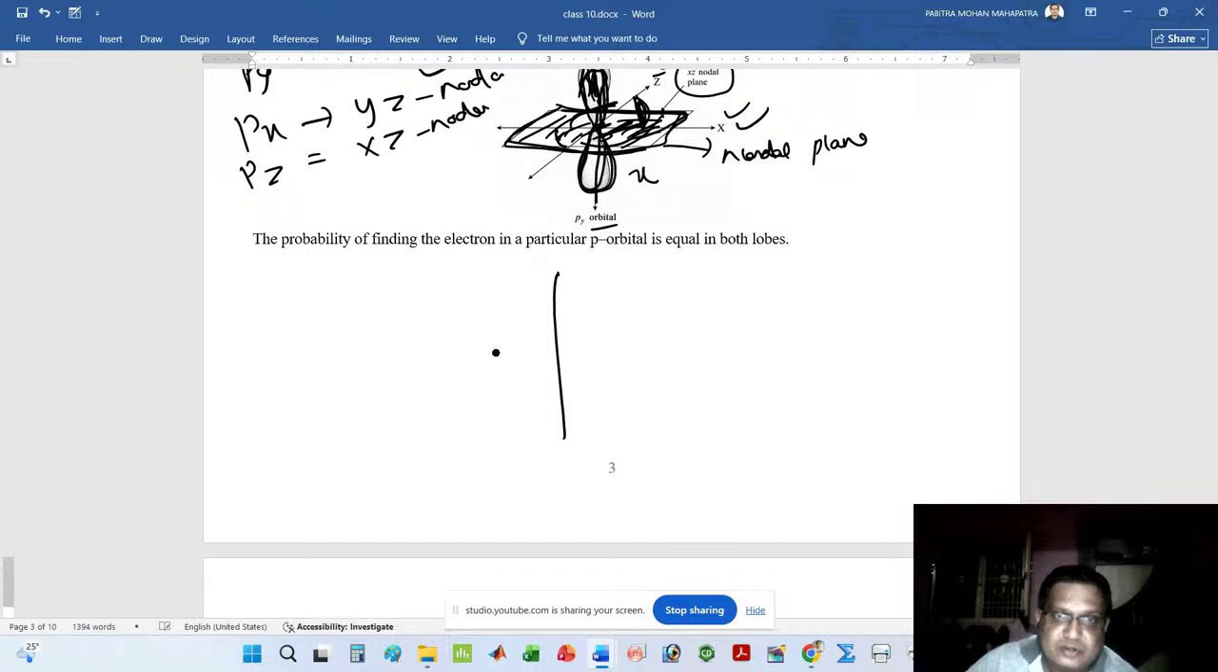This is your one axis. This is your x-axis. This is your y-axis. This is your z-axis. Sorry, x-axis, y-axis, this is y. What will be the structure? This is your x-axis.